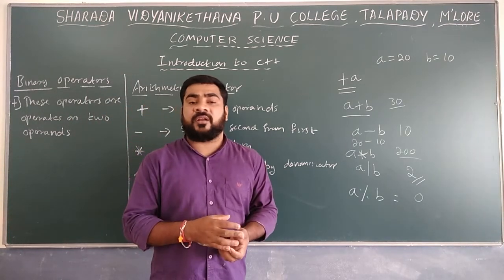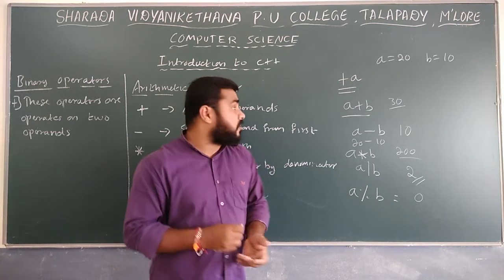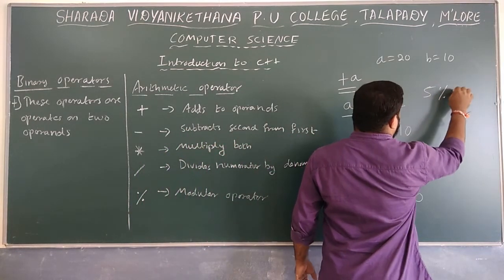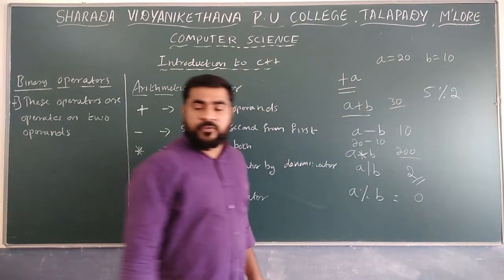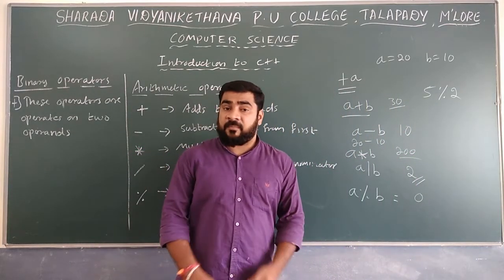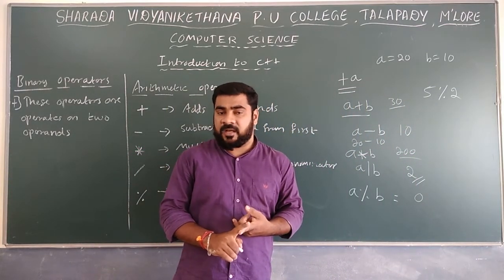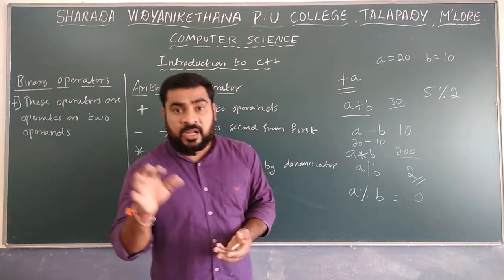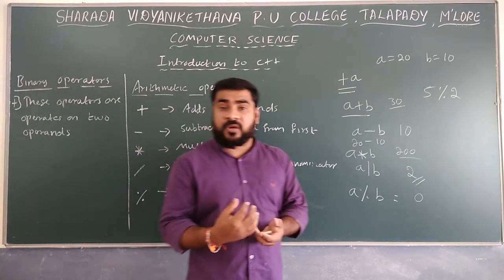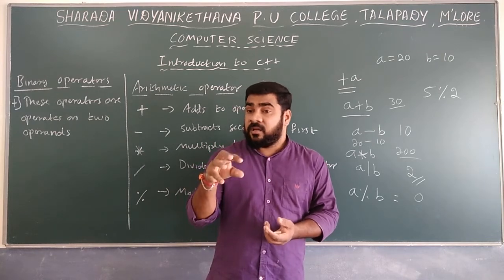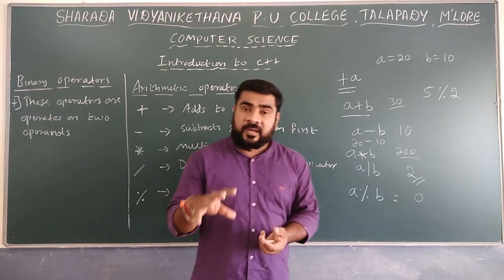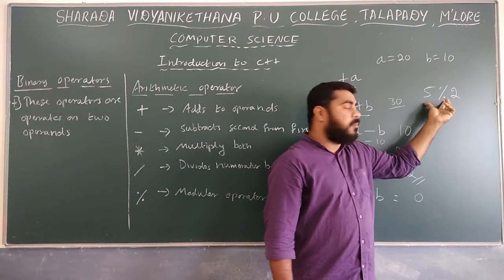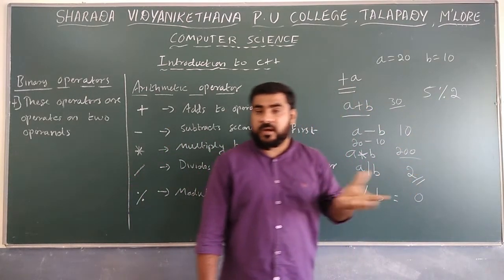So for example, if you want to get the remainder of 5 by 2, what is 5 modulus 2? The remainder here will be 1. 1 is the remainder and the rest is the quotient. So we have to separate the quotient and the remainder. In some programs, we have to save the remainders, and then we can use this method. The modular operator is mainly used to find the remainder.